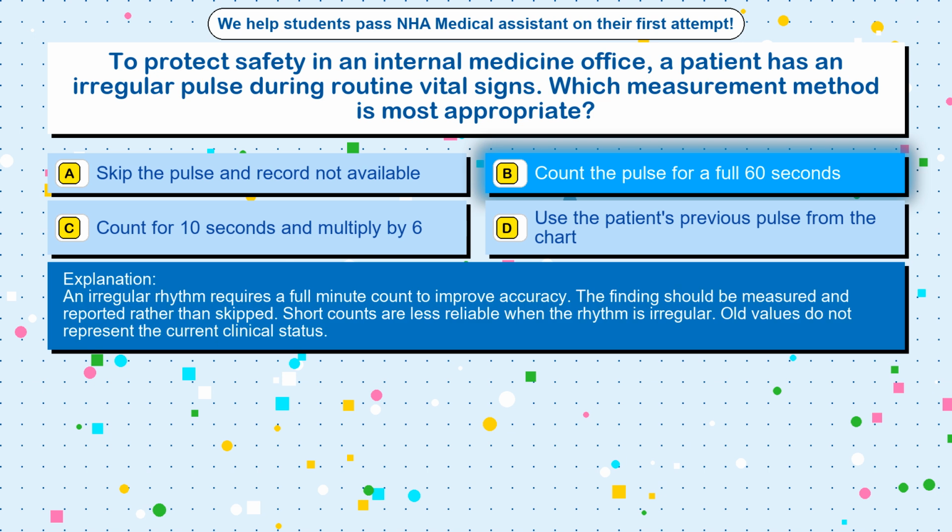An irregular rhythm requires a full minute count to improve accuracy. The findings should be measured and reported rather than skipped. Short counts are less reliable when the rhythm is irregular. Old values do not represent the current clinical status.